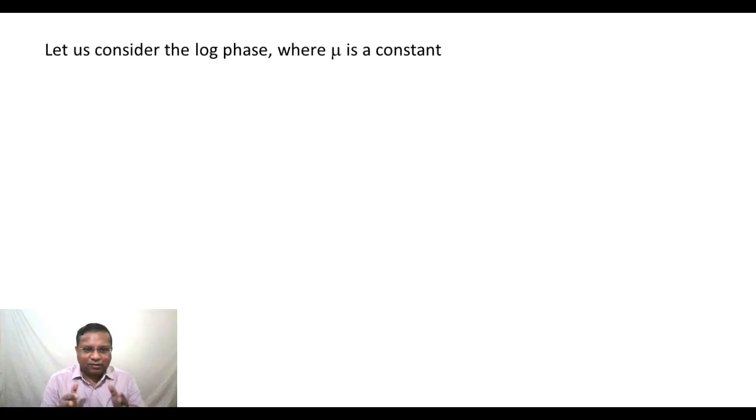Now let us consider the log phase alone. That's where we are going to focus. The reason will become clearer as we go along. In the log phase, mu is a constant. Therefore, dx dt equals mu x. Mu can be taken to be a constant here.